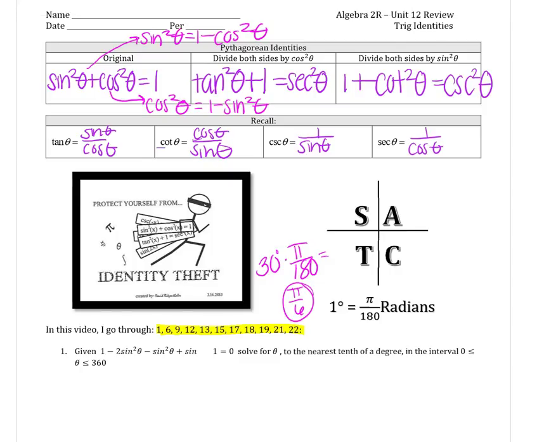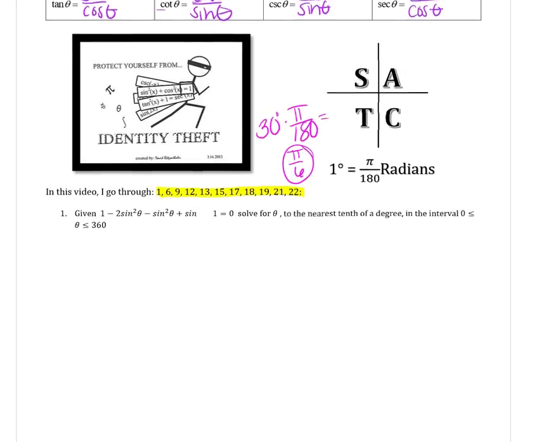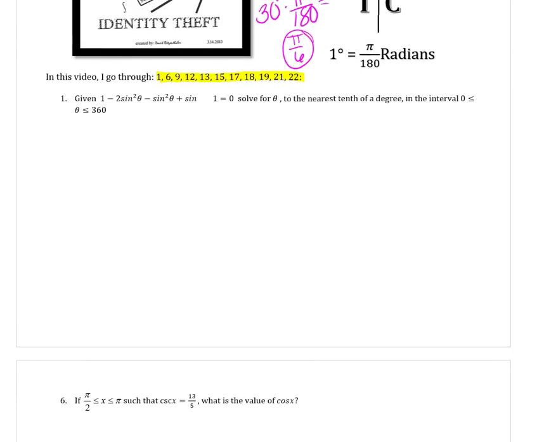So I think we're ready to go. Number 1, given 1 minus sine squared of theta minus sine squared of theta plus 1... my plus sign disappeared, and my theta for that matter. There we go. All right, that's problem 1. Solve for theta to the nearest tenth of a degree in the interval of 0 to 360.